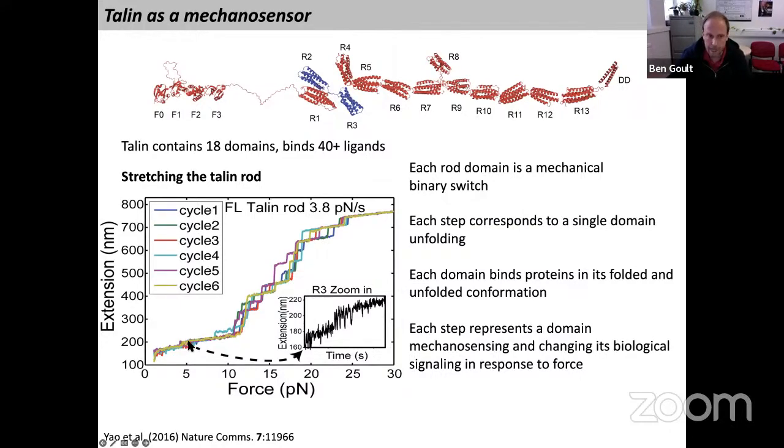mechanosensitive responsive Talin. But then what you start to see is this step-like behavior as these domains reach their force threshold and unfold independently. So this shows that each rod domain is a mechanical binary switch, and each step corresponds to a single domain converting from a folded state to an unfolded state. And because we have ligands for most of these in the folded and unfolded states, each of these steps represents a domain mechanosensing and changing its biological signaling in response to force.